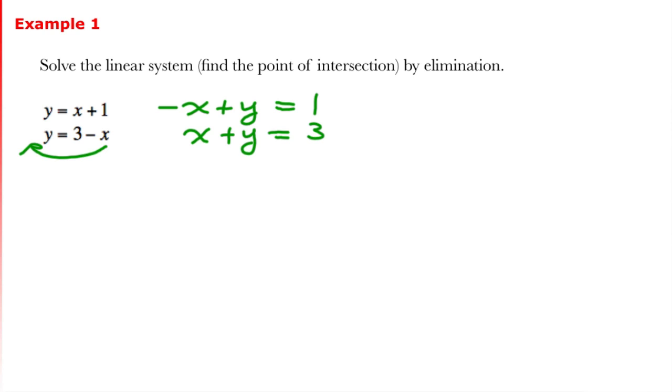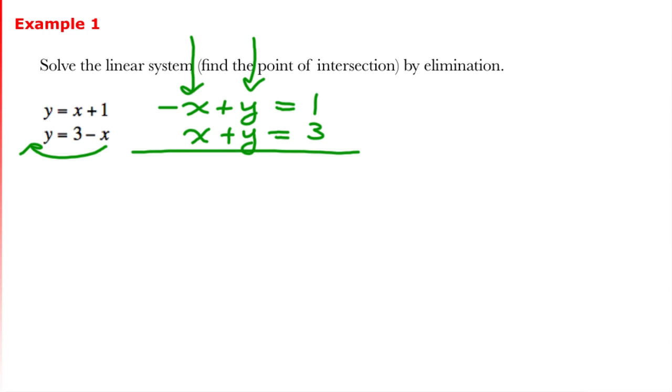And then you have to decide whether you add or subtract. In this case, my coefficients, my numbers out front, are both 1s. So in this case, you can either add or subtract. You can eliminate the x's and then you would add, or you could eliminate the y's and you would subtract. It makes no difference in this question.